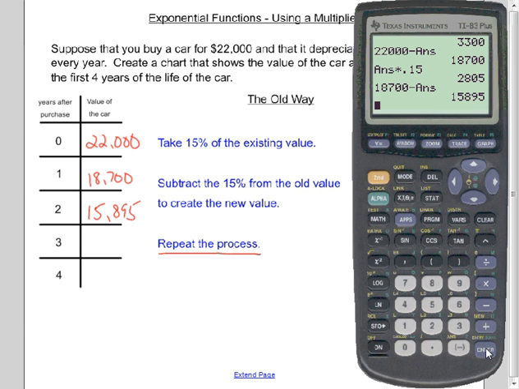Okay? Again, repeating this part of the process. I multiply that by 15% to see how much I'm actually losing. And in this third year, I'm going to lose $2,384 from the previous value, which was 15,895, minus the previous answer on my calculator, which gives me 13,511.